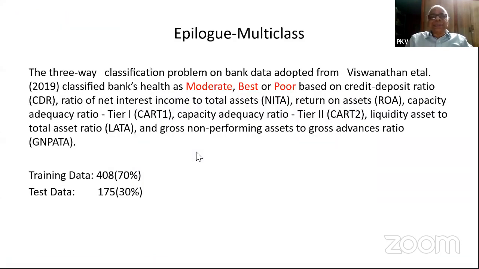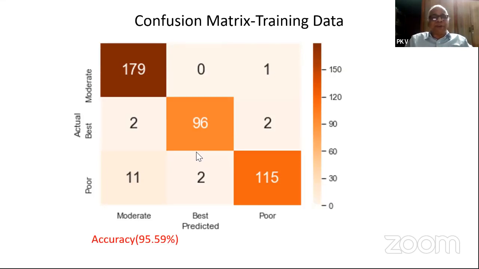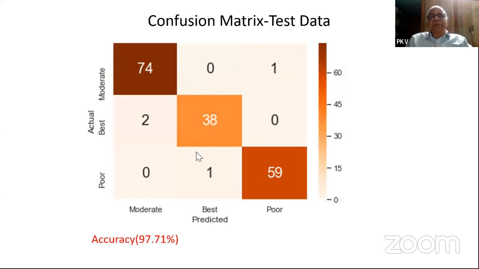The multi-class uses clustering: moderate, best, or poor. The ratios are the credit deposit ratio, net interest income to total assets ratio, return on assets, capital adequacy ratio tier 1, capital adequacy ratio tier 2, liquid assets to total assets ratio, and the gross non-performing assets to gross advances ratio. Non-performing assets are very critical, as all of you know. And the 583 observations, 408 in training at 70% and the rest test data at 30%, and this is the classification in the confusion matrix using Z-score: 95.59% accuracy, and the test performance is even better, which is 97.71%, and this is done in Python.